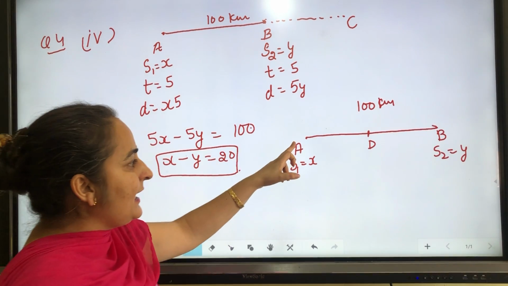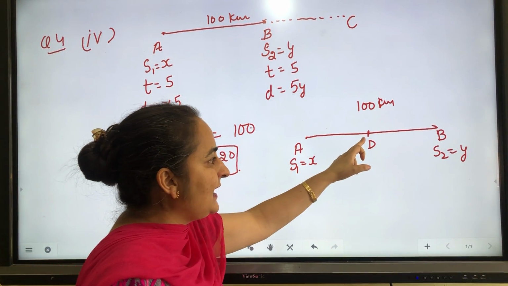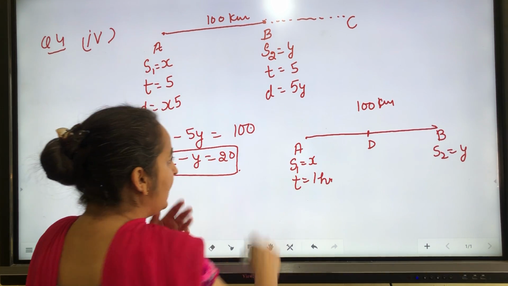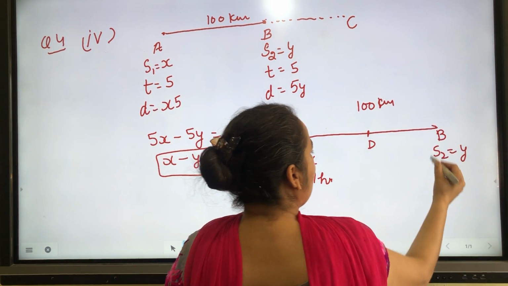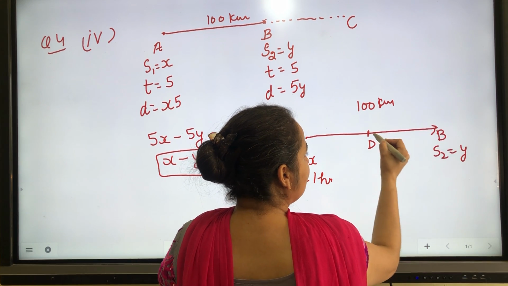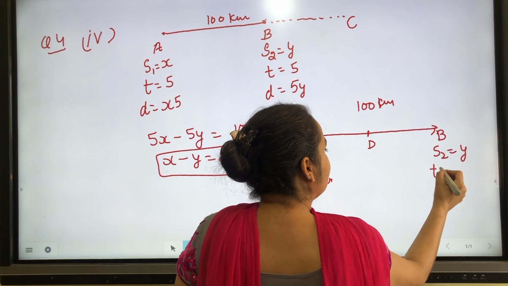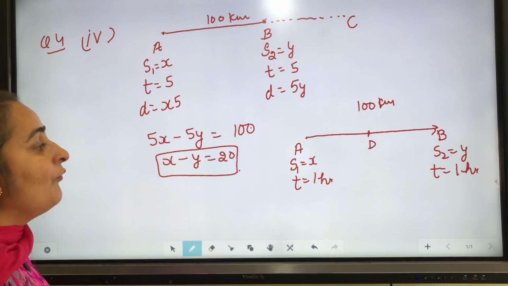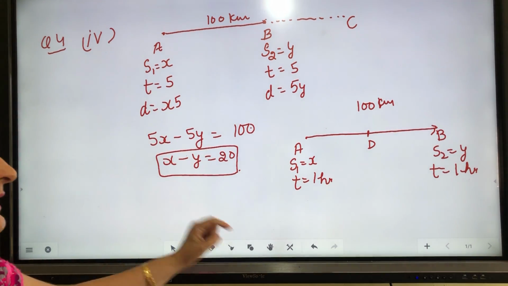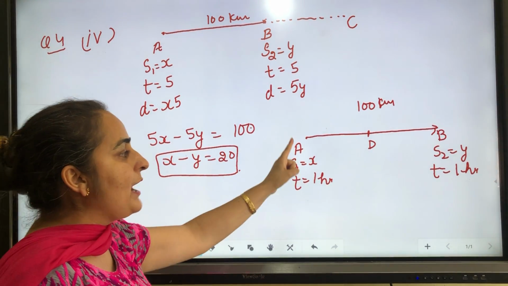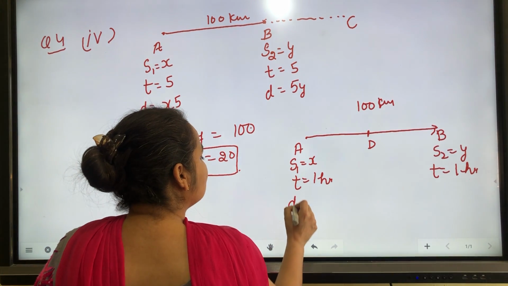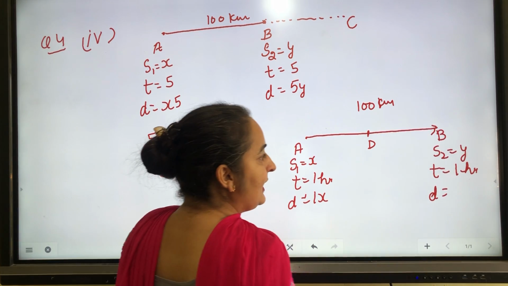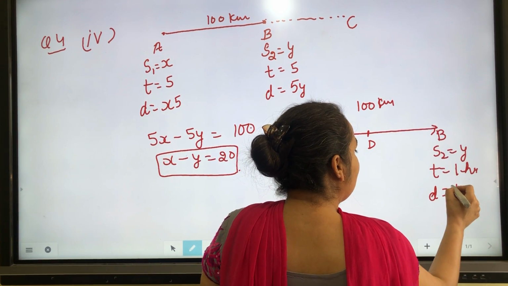When car A starts from here and reaches point D, it takes 1 hour. And car B starts from point B and reaches point D, it again takes 1 hour. Now, what's the distance traveled by car A from point A to D? That is, distance is equal to 1x. And for point B, that is y multiply 1.